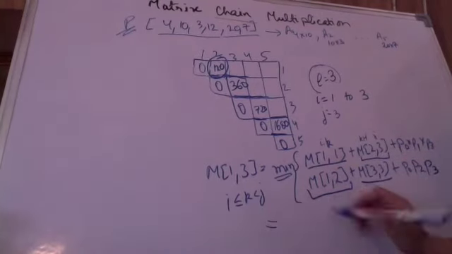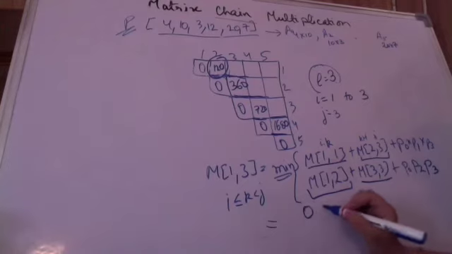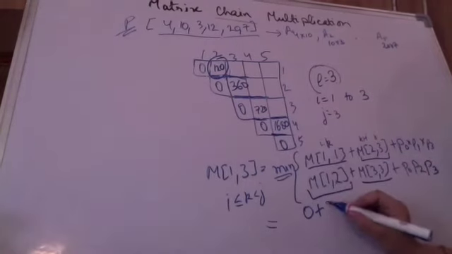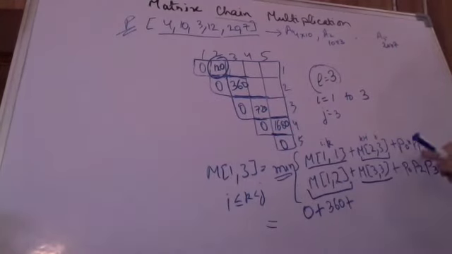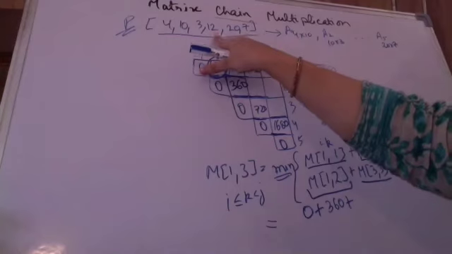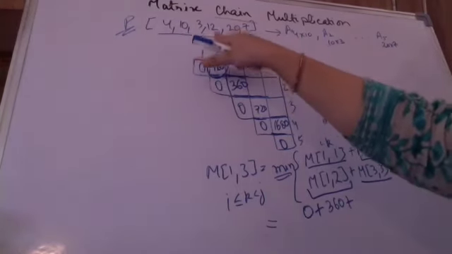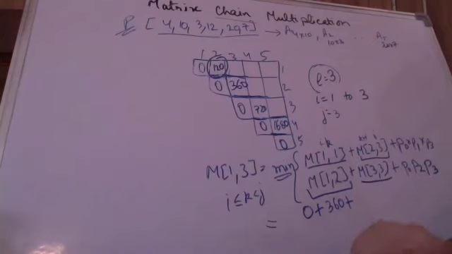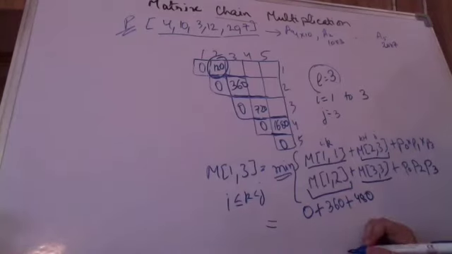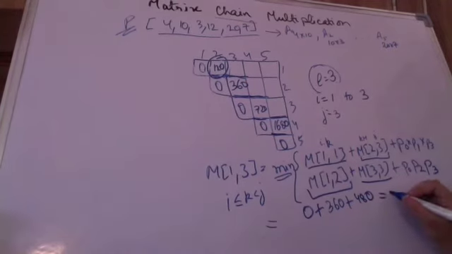Now if I am trying to calculate the minimum, M11 is 0 plus the value of M23, see from here, second row third is 360, plus P0 into P1 into P3. So P0 is 4 into P1 is 10 into P3 is 12. 4 into 10 into 12. So the value I will be getting is 4 into 10 into 12 is 480. Okay? Which comes out to be, total comes out to be 840.